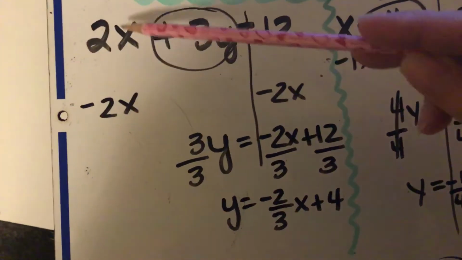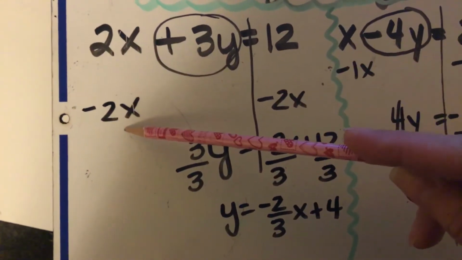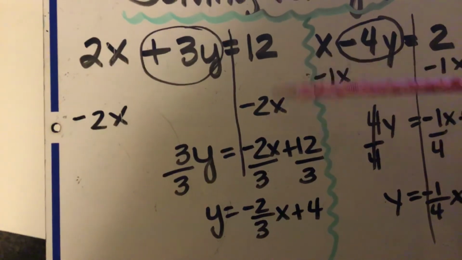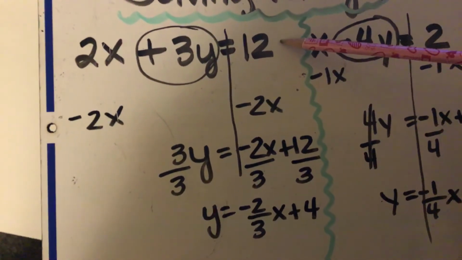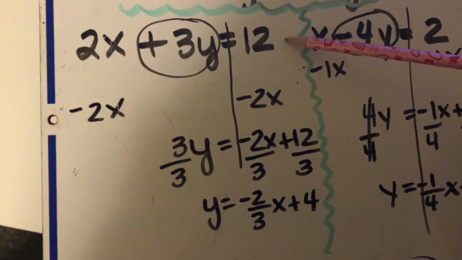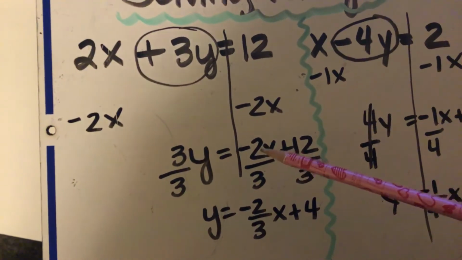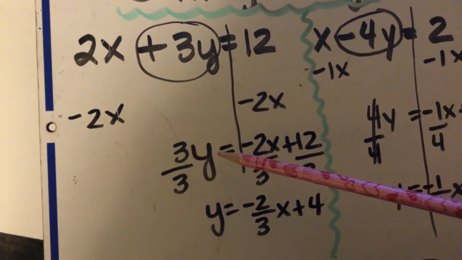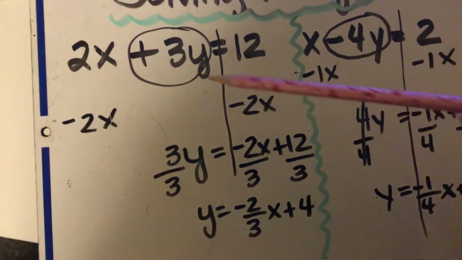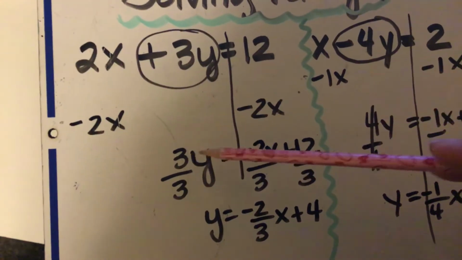Now, these guys over here will cancel out because it's like if I have two pizzas and I eat two pizzas, they're gone, right? But over here, I can't subtract a 2x from a 12. And the reason being is that this term has an x and this one doesn't. So these are not like terms. So what we do is we rewrite them next to each other and we say 3y equals negative 2x plus 12. And then our goal is to divide by the coefficient, whatever's attached to the y.